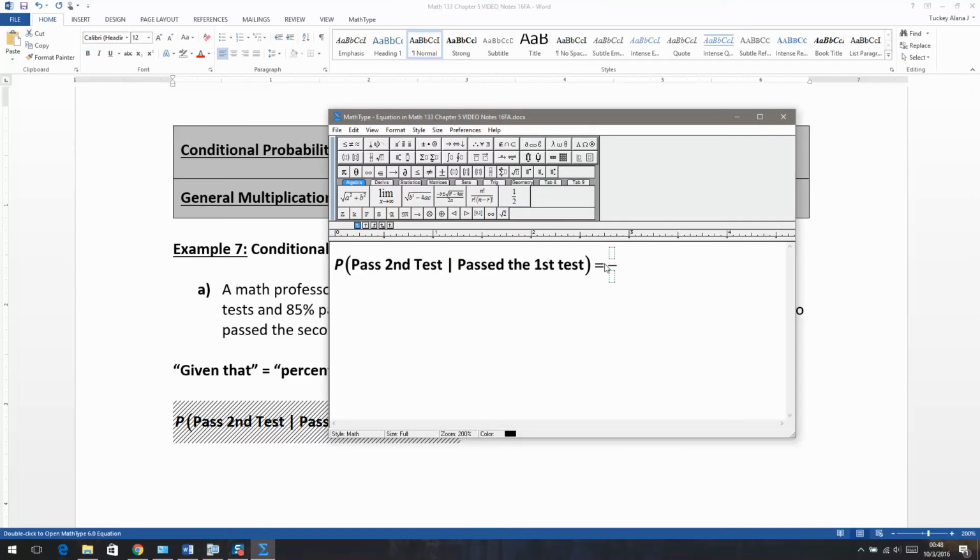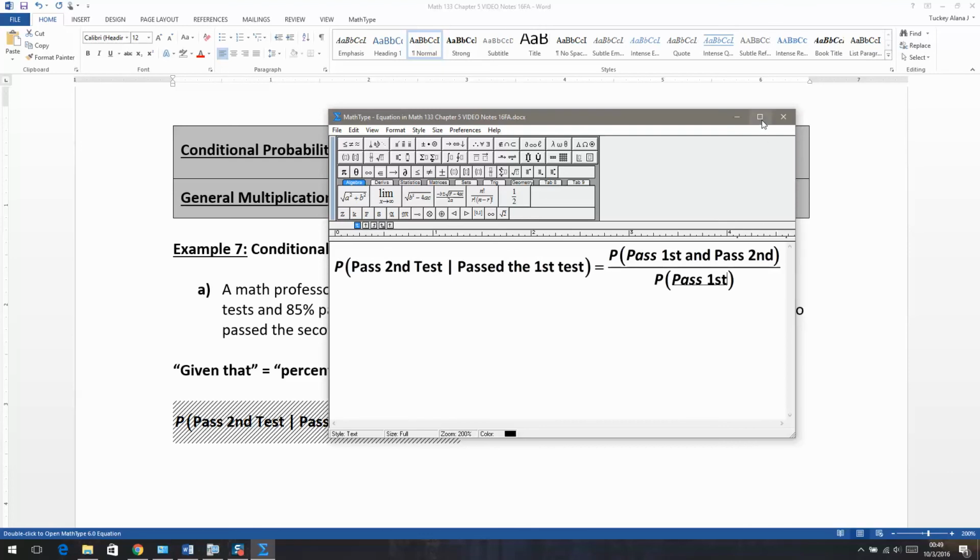For us, it's going to be the probability of passing the first and second, so pass first and pass second, divided by the probability that they pass the first. Remember, it's the first event that goes in the denominator, right? Because it's the thing that you have to assume is given. So given that they passed the first test, what's the chance they passed both of them?